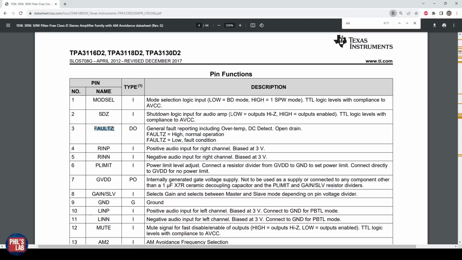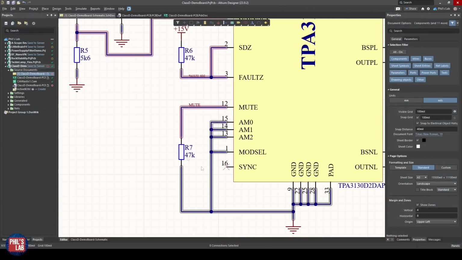So when the fault Z pin is high, there's normal operation, and remember there's SDZ pin high, the output's enabled. If the fault Z pin is low, we have a fault condition. This could be over voltage, over temperature, short circuit, and so on. The fault Z pin pulls low, and because we've tied it to the SDZ pin, the outputs are disabled as well. Then we have the mute signal, and that's hopefully fairly apparent what that is.